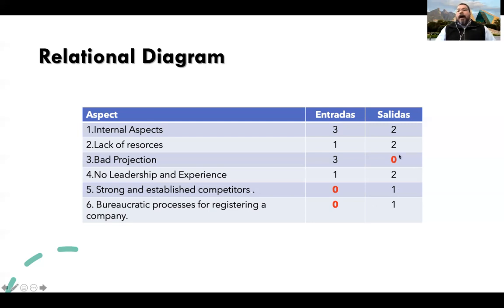Most of us are going to start by focusing on the back projection because that's what defines the problem, but that's where we see the problem, not where we are going to start the solution of it. For solving the back projection, we need to start by having solutions to the strong and established competitors and to bureaucratic processes for registering the company.